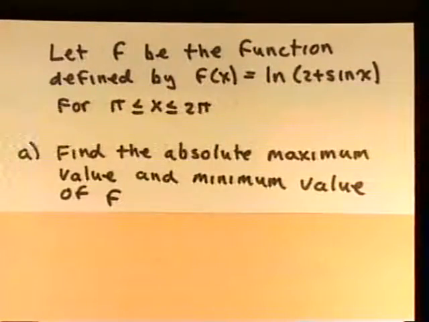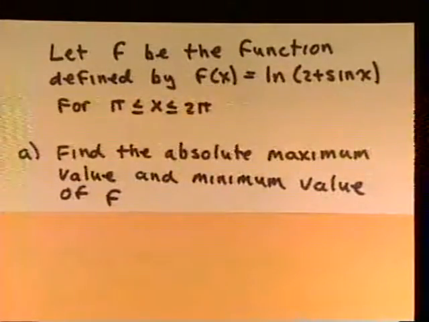It says, let f be the function defined by natural log of 2 plus sine of x from pi to 2 pi. Find the absolute max and the absolute min value of f. Okay, so I'm going to find the absolute maximum and the minimum value. No calculator. Okay, so first I have to find the derivative, right?